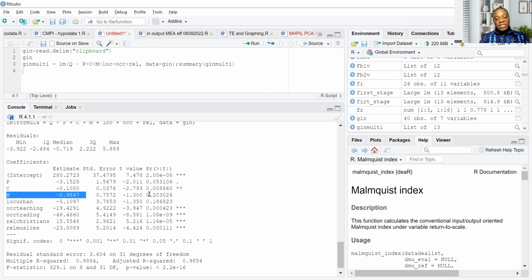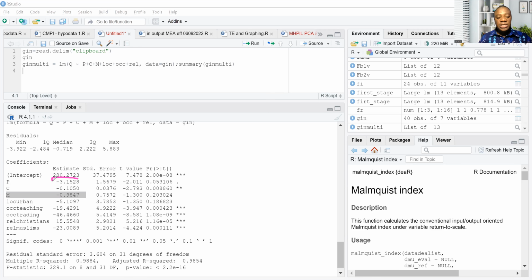a 1 unit increase in the price of gin decreases the quantity demanded of gin bitters by 3.15 units.